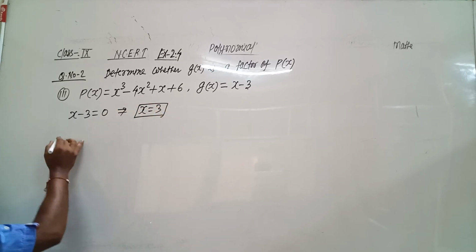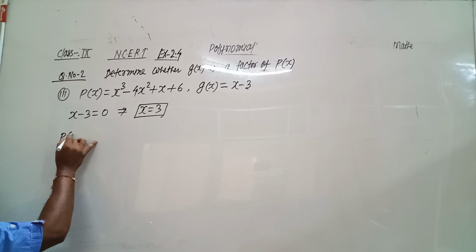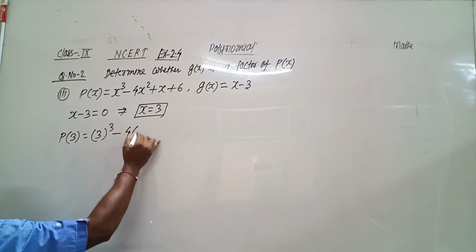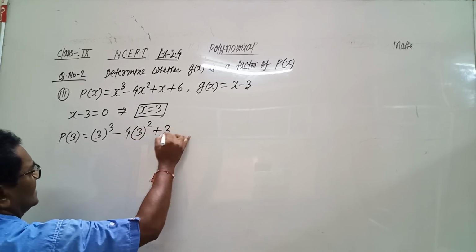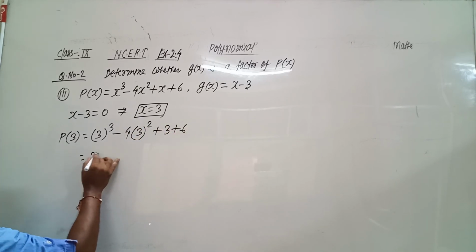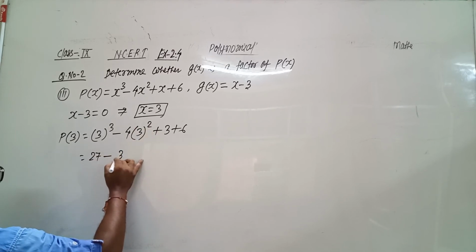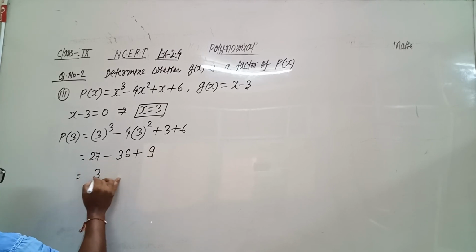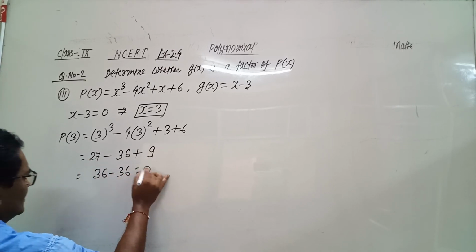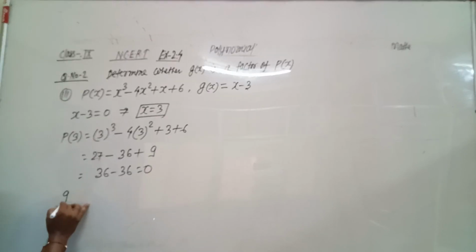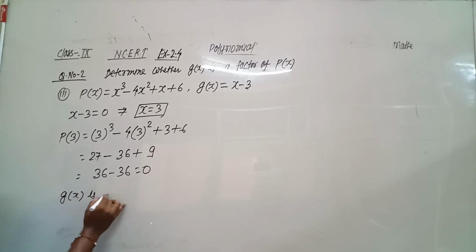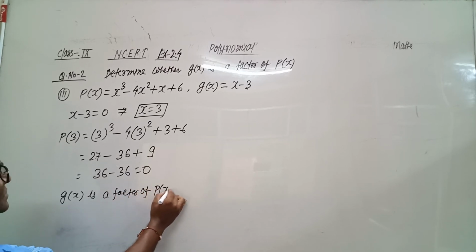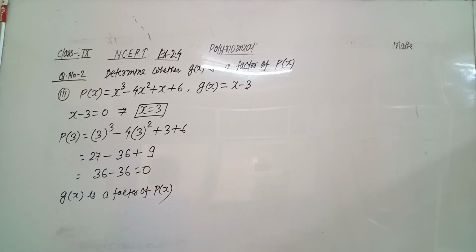Then put the value of x equals to 3 in the polynomial p(x). So 3 raised to the power 3 minus 4 into 3 square plus 3 plus 6. This is 27 minus 9 into 4, 36, plus 3 plus 6, 9. 27 plus 9, 36, minus 36, 0. So we can say that g(x) is a factor of p(x).